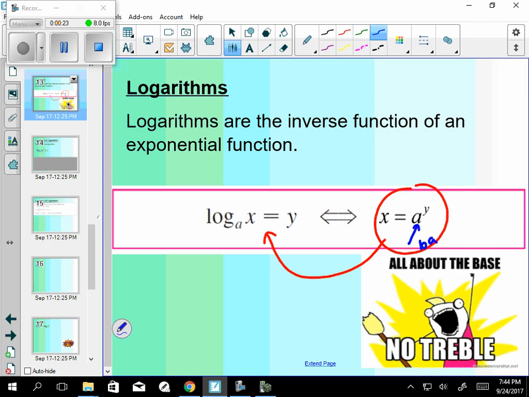Okay, call the bigger number in an exponent the base. When you have a log, you also have the same base in there. So the a is the same number in each. So you should be able to flip back and forth between exponential form and log form.